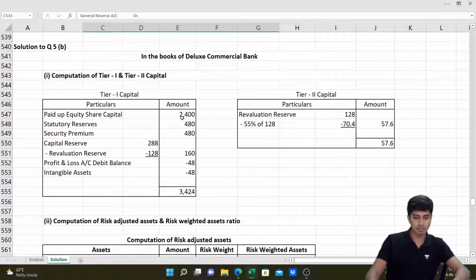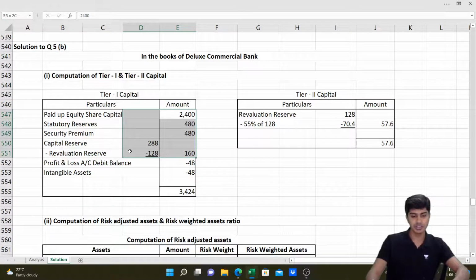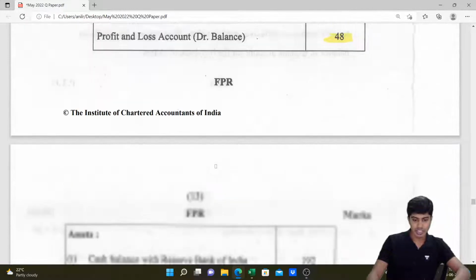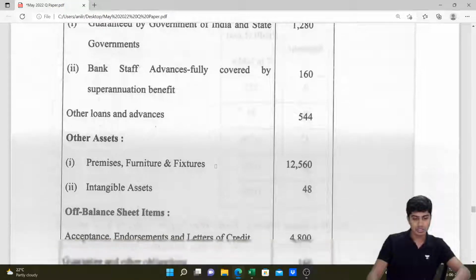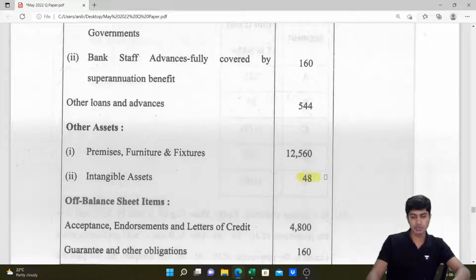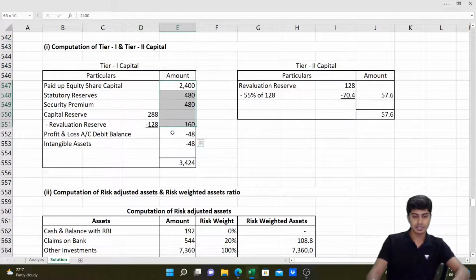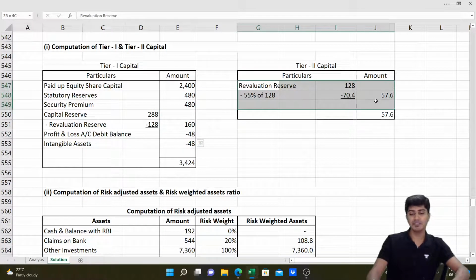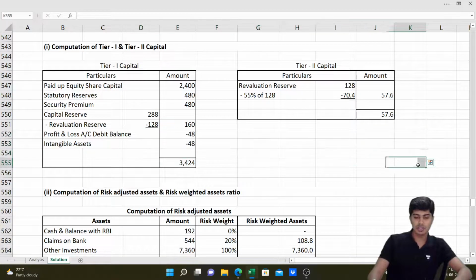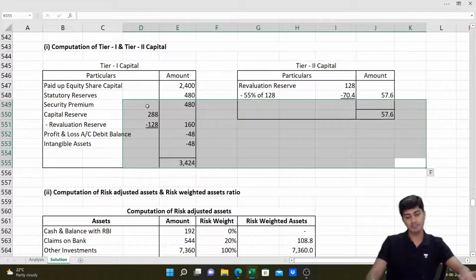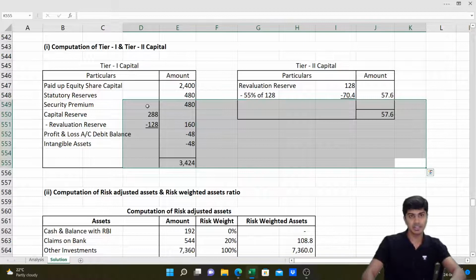So I have taken 2400, 480, 480, 228 after deducting 128 revaluation reserve, and then 48 intangible, P&L account debit balance. Oh, there is intangible asset also. Okay, there is intangible assets of 48 that will also be considered. That will also be deducted. Got it? That is tier 1 capital. This 128 here, I'll take it here after deducting 55% discounting. I'll consider it as tier 2 capital. So tier 1, tier 2 total capital is 3424 plus 57.6, which will give the total tier 1 and tier 2 capital.